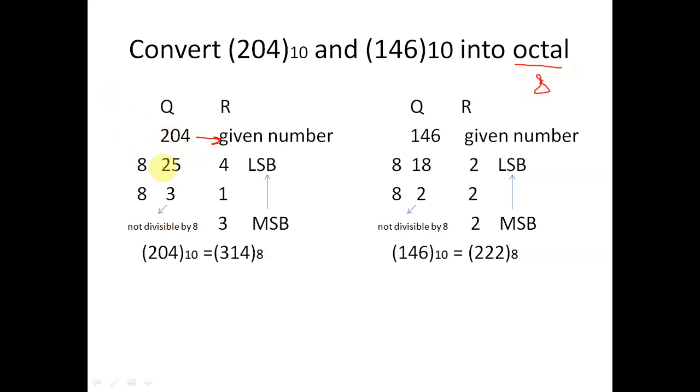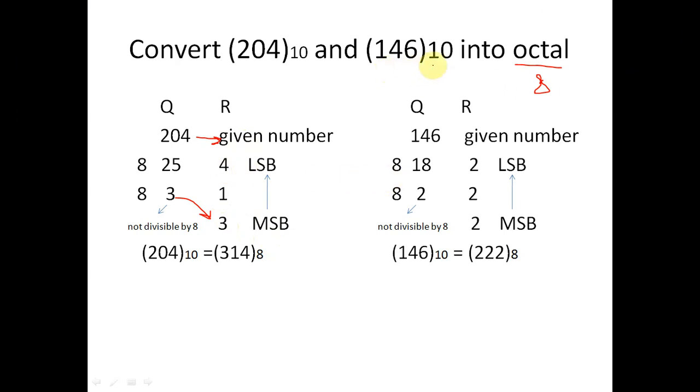204 divided by 8, the quotient is 25 and the remainder is 4. These 25 are divided by 8, then the quotient is 3 and the remainder is 1. 3 is not divisible by 8, so write it as it is. This is step number 2. And this 3 is written as it is. So arrange these numbers from bottom to top. So the given number is 314.